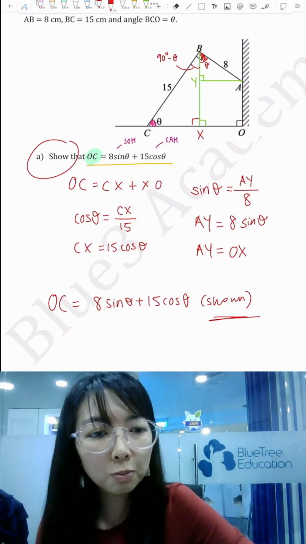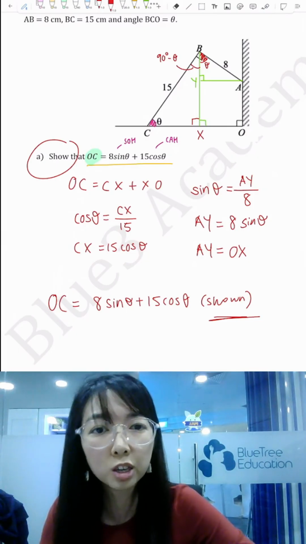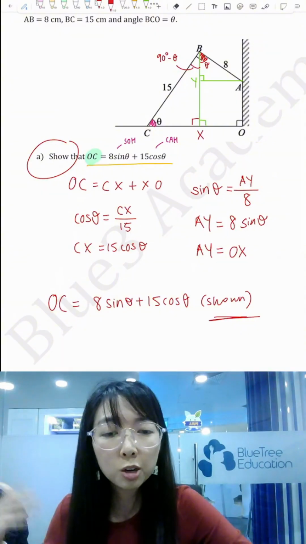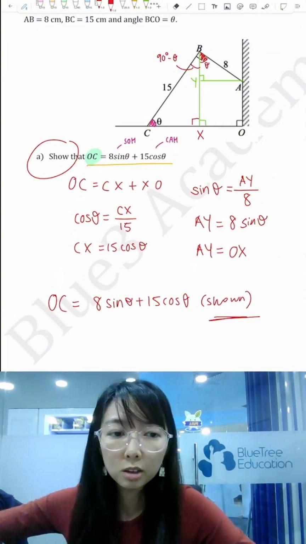Another thing I want to say is that whenever you are doing a show question, even if you cannot do part A, you can do the rest of the question because they already give you the answer. For A-Math and E-Math also you can apply this.